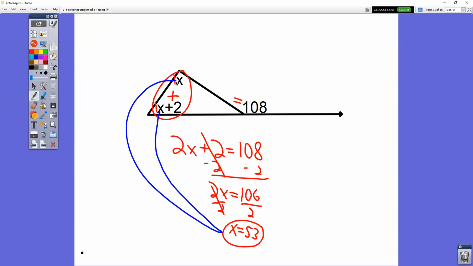Take that 53, sub it back in, sub it back in. We don't have to sub anything back in here. This outside angle is 108. So 1 times 53 is 53. 1 times 53 is 53, plus 2 is 55. Always make sure that your answer makes sense. 55 plus 53 does give us 108. So that's the second type of problem that you have today.